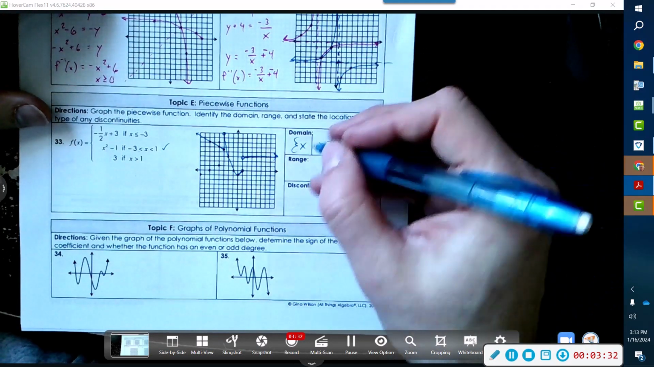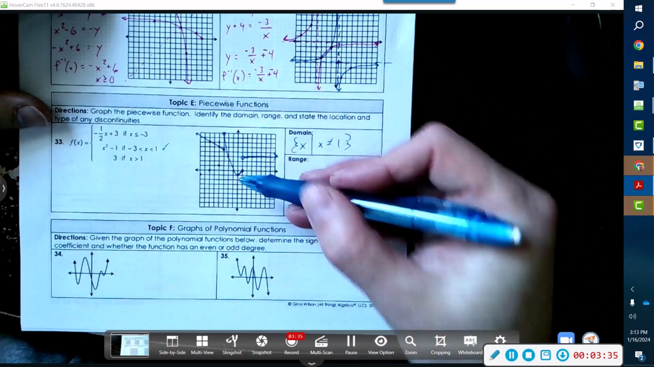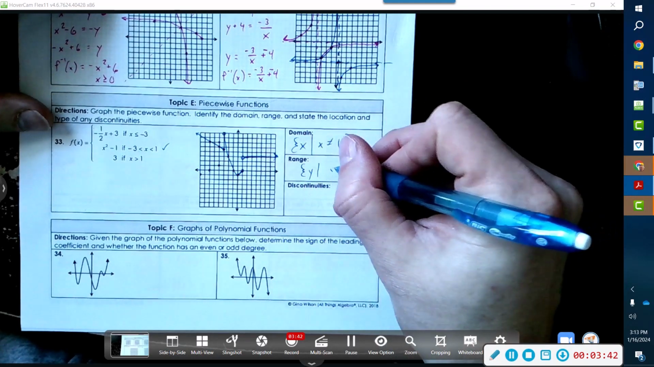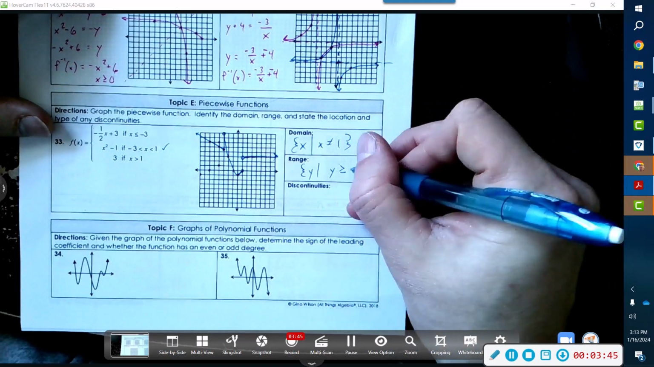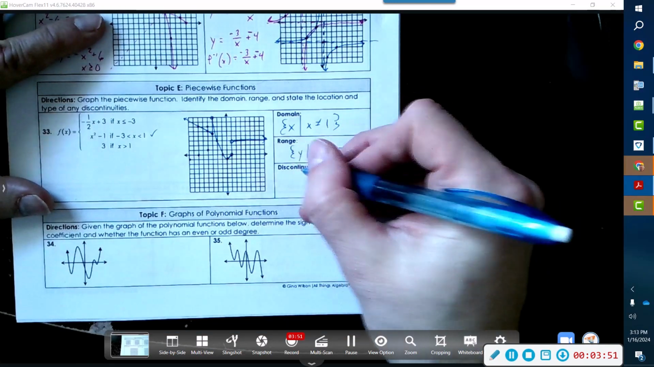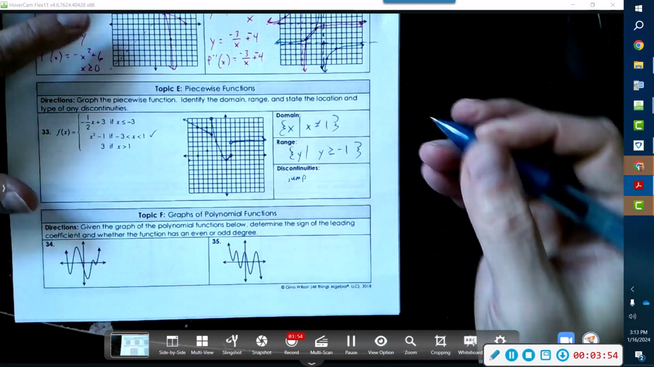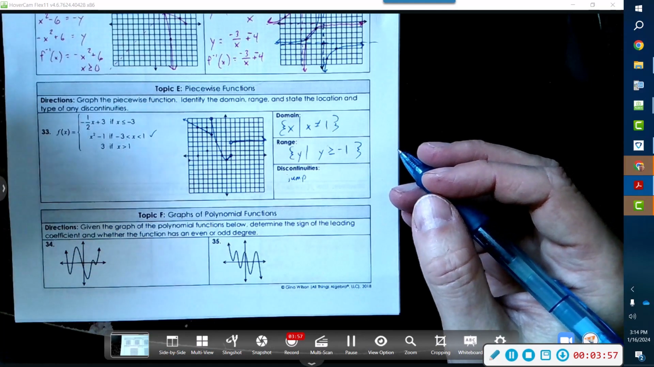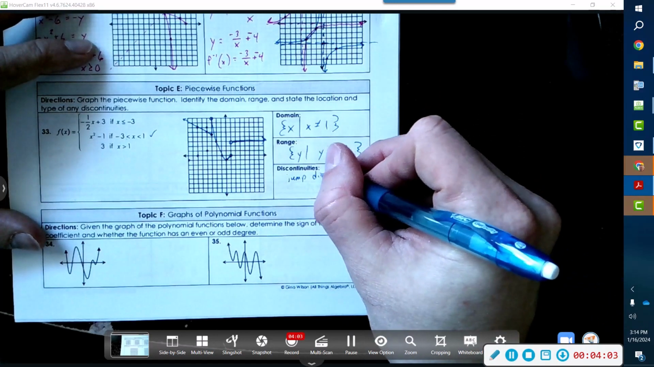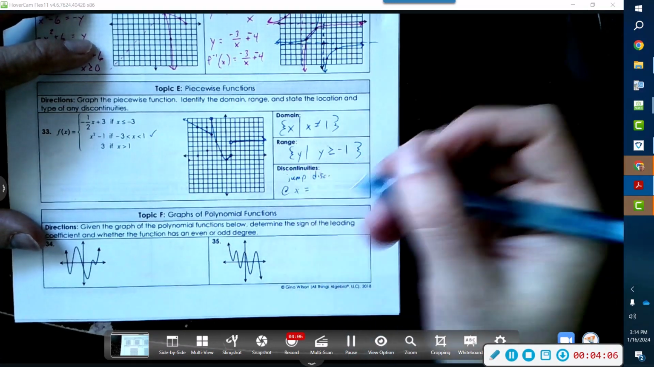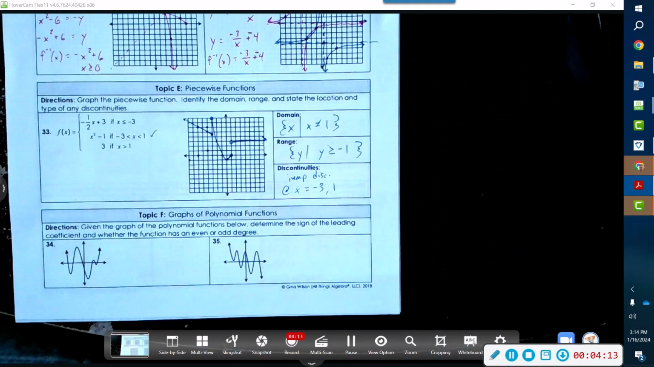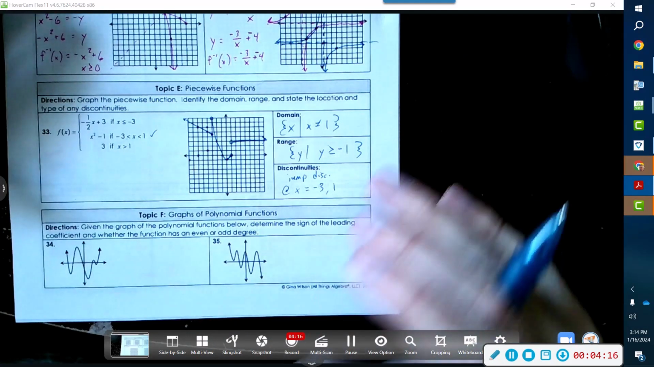Now the range for this piece, we do have this arrow going off to infinity, and everything is covered up until here. So it looks like our range is all y greater than or equal to -1. Now remember, there's a couple different ways to do that. We do have jump discontinuity twice. Jump discontinuity at x equals -3 and 1. All right, and that's good.